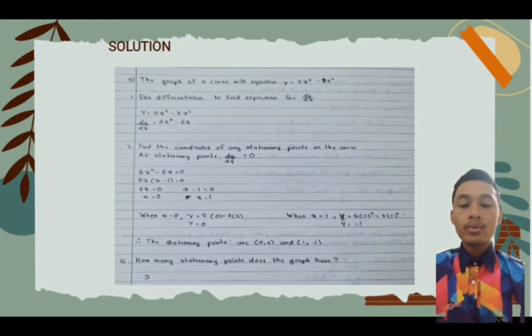When x equals 0, y equals 2 in bracket 0 cubed minus 3 in bracket 0 squared, y equals 0. When x equals 1, y equals 2 in bracket 1 cubed minus 3 in bracket 1 squared, y equals minus 1. The stationary points are (0, 0) and (1, minus 1). How many stationary points does the graph have? 2.